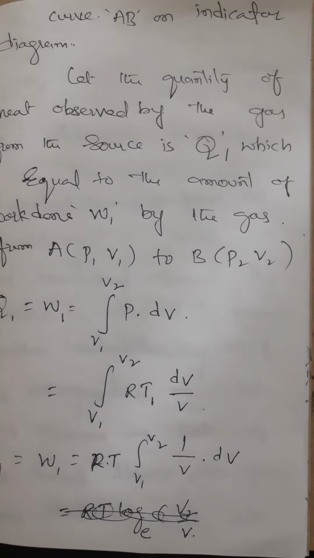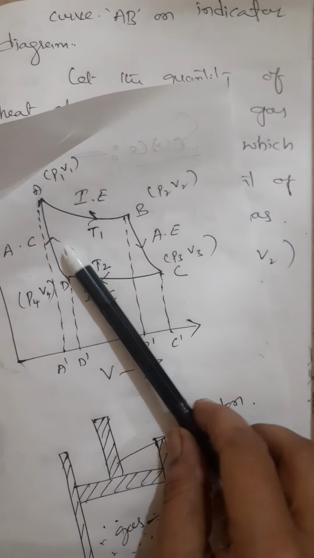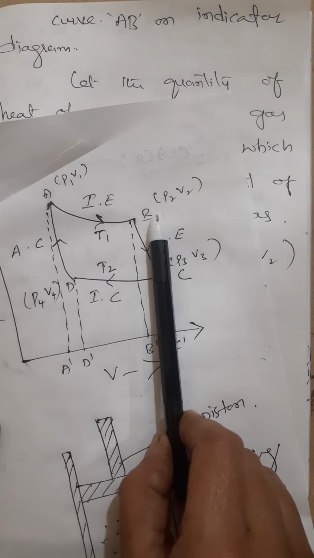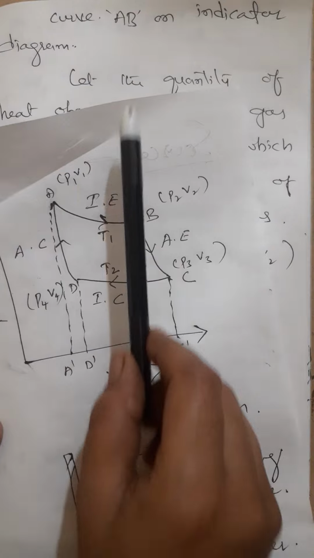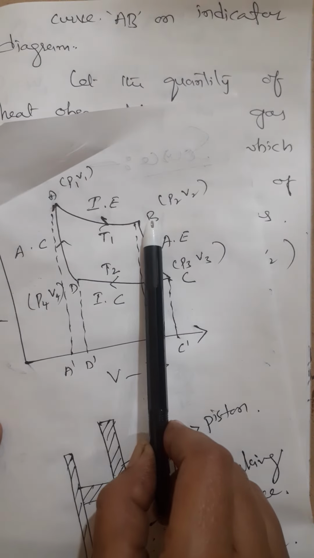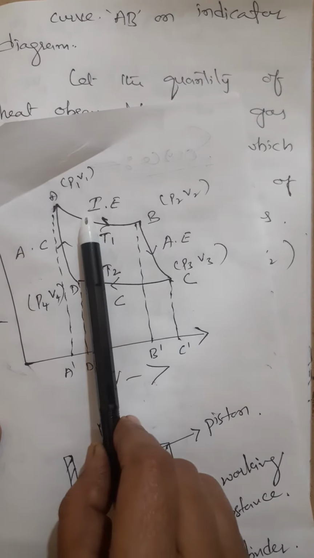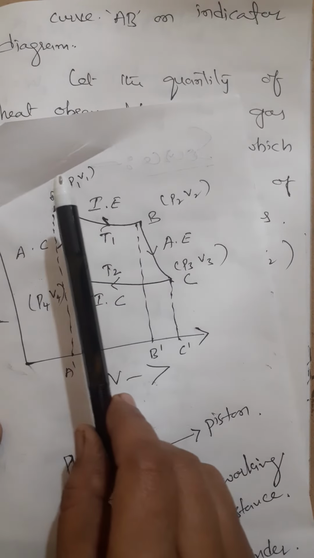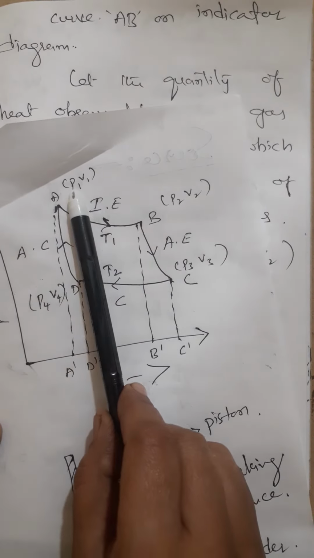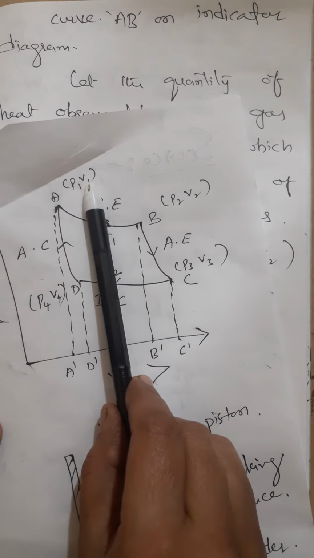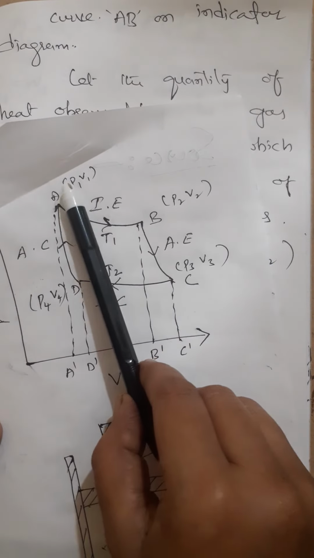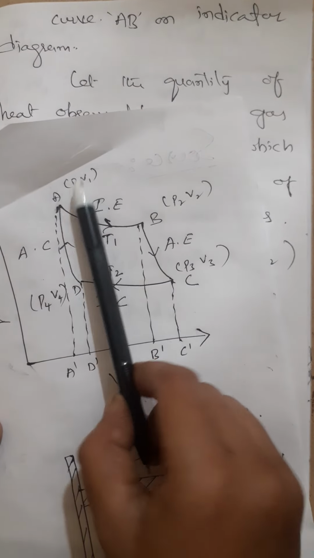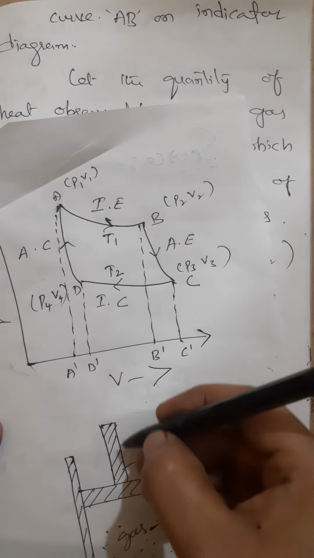Okay, on the indicator diagram, this is the isothermal expansion curve, or we can write it as curve AB. This is known as the isothermal expansion, where the temperature is T1, pressure is P1 and volume is V1. When the cylinder is placed on the source and the piston is moved in the upward direction, pressure decreases and volume increases.